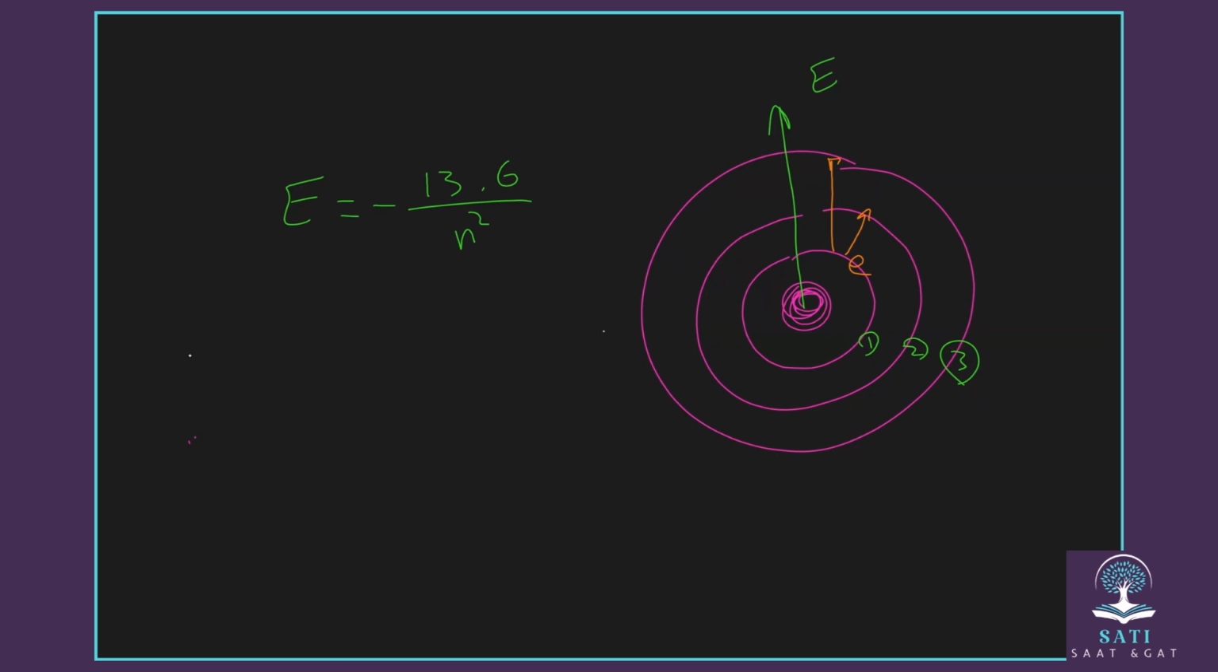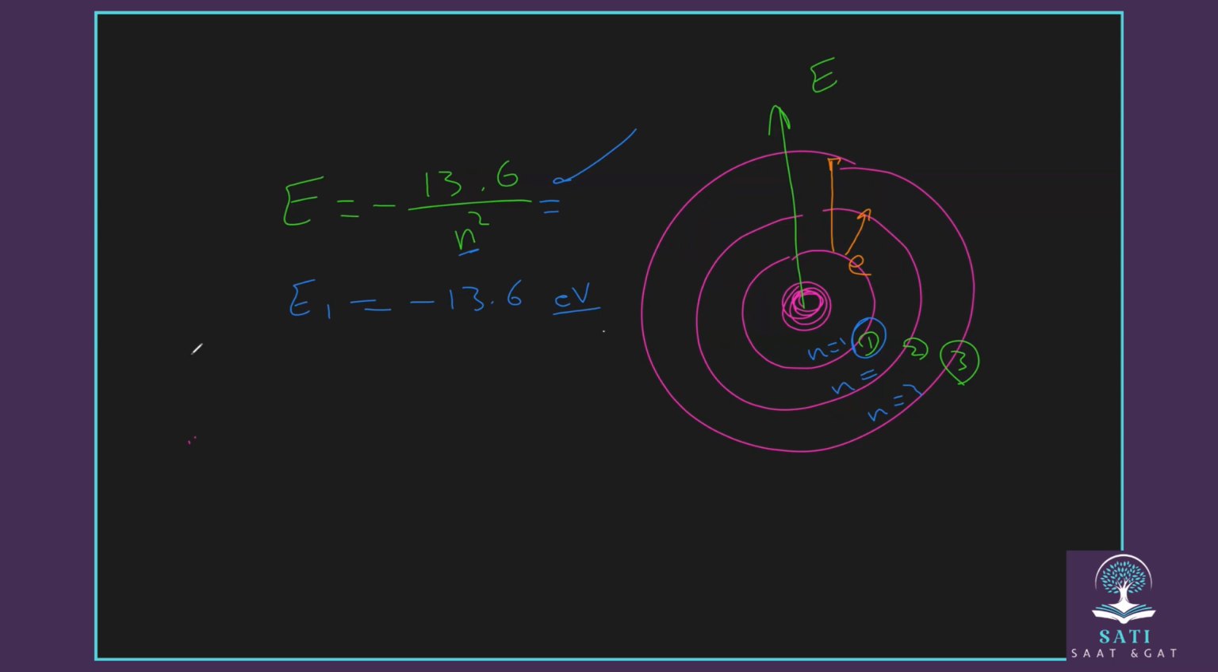Okay, for example, what is the energy of the first level? The first level means n equals 1, here n equals 2, and here n equals 3. So n is the number of the level. For the first level, you put n as 1, so n squared is 1 squared, 1. So the energy of the first level is negative 13.6 electron volt. This is the energy of the first level.